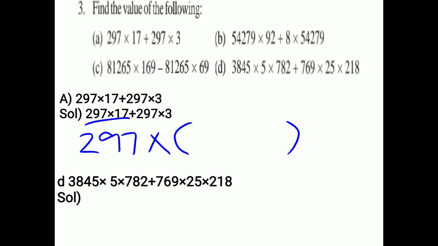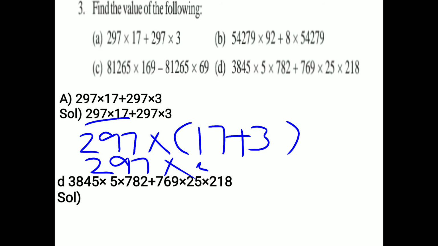Now from this side, which number have you taken? 297. So which one is left? 70. The multiply sign you already put outside, so which sign will come? Plus. Then which number is left here? 3. So 297 into, you have to multiply by 20. Clear? So multiply it, the answer comes 5940. Clear?